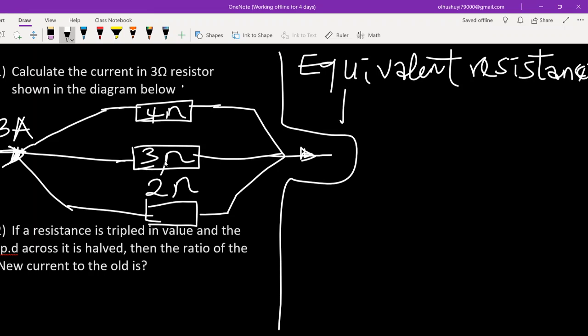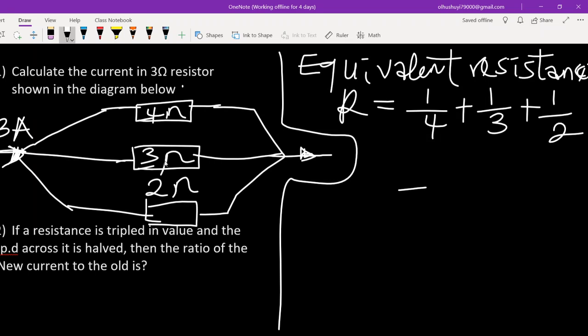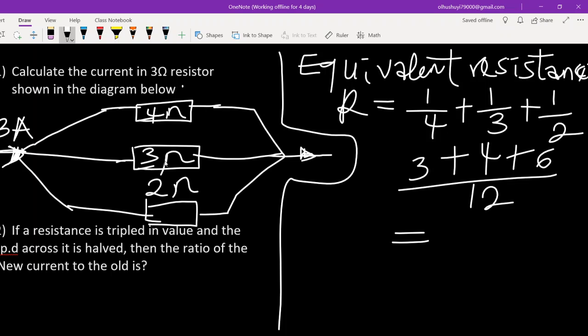Here we have 1 over R equals 1 over 4 plus 1 over 3 plus 1 over 2. Finding the LCM, it should be 12. 4 in 12, 3 times 1, you have 3. Plus 3 in 12, 4 times 1, 4. Plus 2 in 12, 6 times 1, you have 6. And that becomes 3 plus 4 plus 6, which gives you 13 upon 12. So you have 13 upon 12.